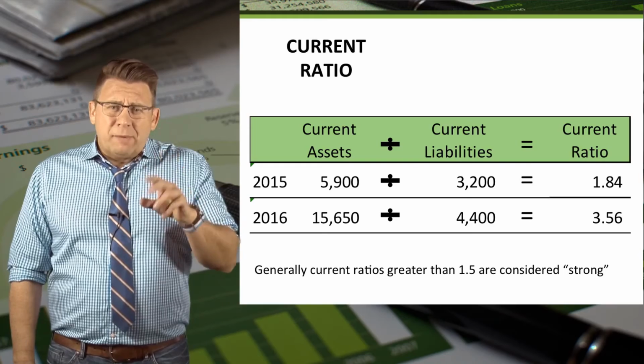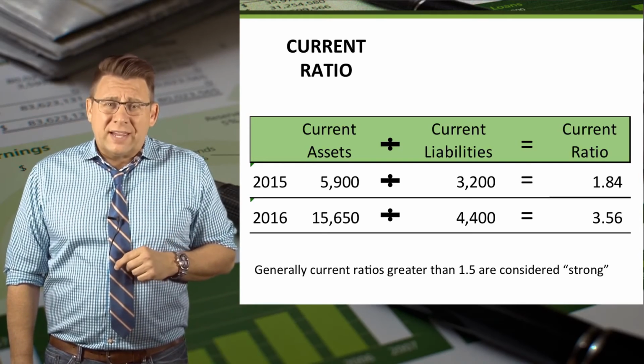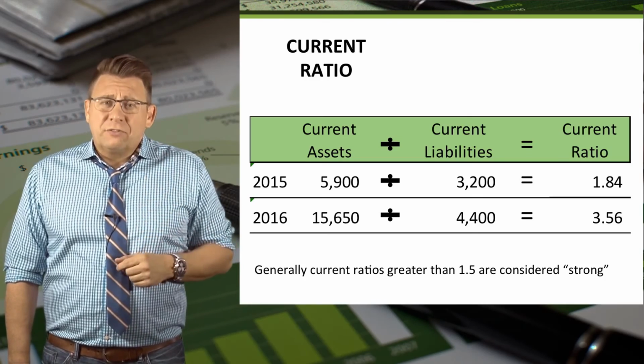Another way to think about this ratio is the company has $3.56 of current assets for every $1 of current liability.